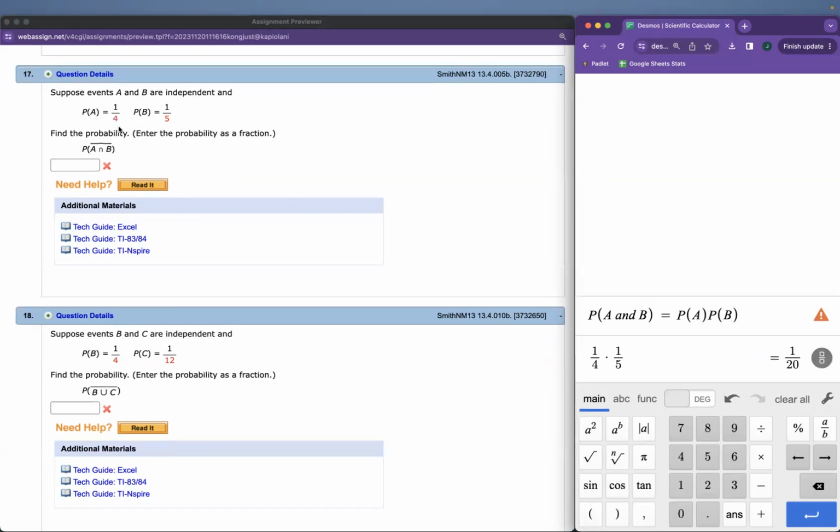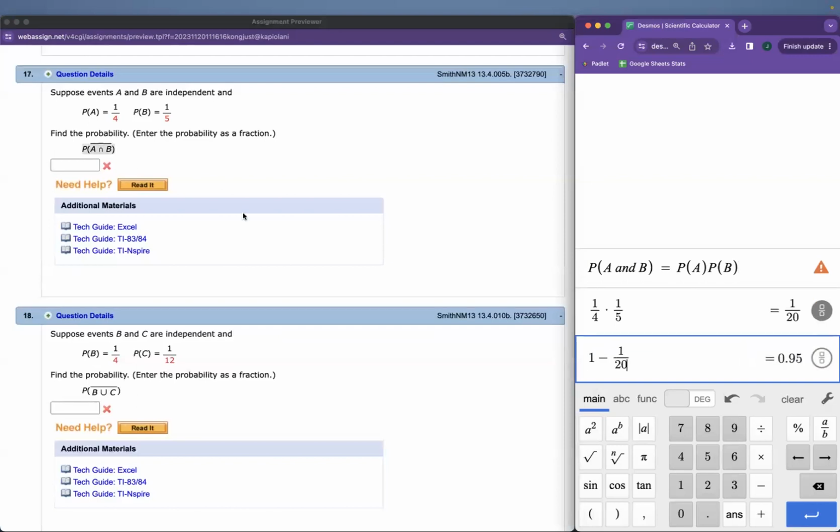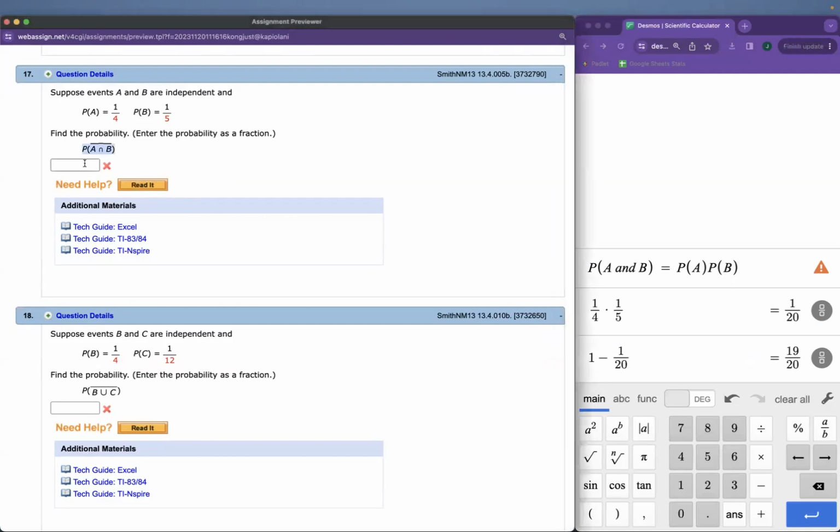And that's the probability of A and B, but that's not quite what they're asking. They're asking for the probability of not A and B. So at the end, I just do 1 minus 1/20th, and I get 0.95, or as a fraction, it's going to be 19 out of 20.